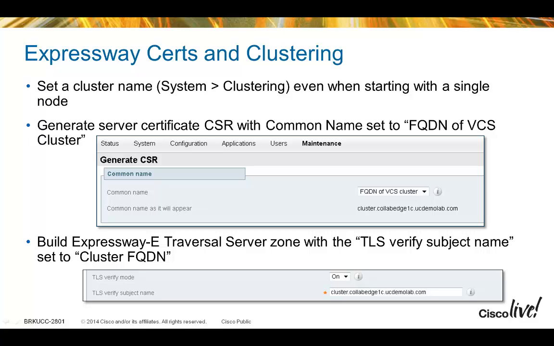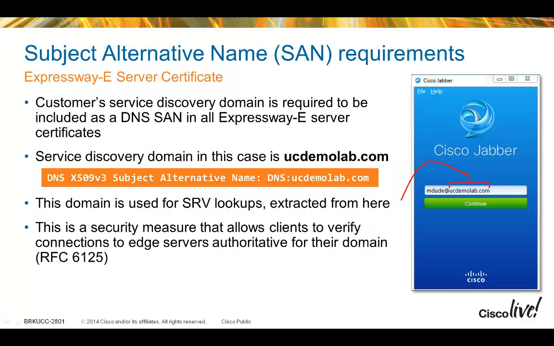You don't have to redo the cert on the old one. Then when you build your Expressway E traversal server zone, that cluster name is what you're going to verify, and that needs to be on every cert in the Expressway C, so we can do a mutual TLS connection between the C and the E. So always put the cluster name in, get that started, even before you generate certs.